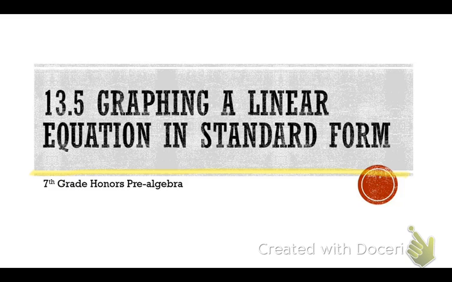So I know you're just dying to know, what is standard form, right? I mean, isn't that what you were asking? Like, just tell me, I can't wait to know, right? Sure. Well, here you go.